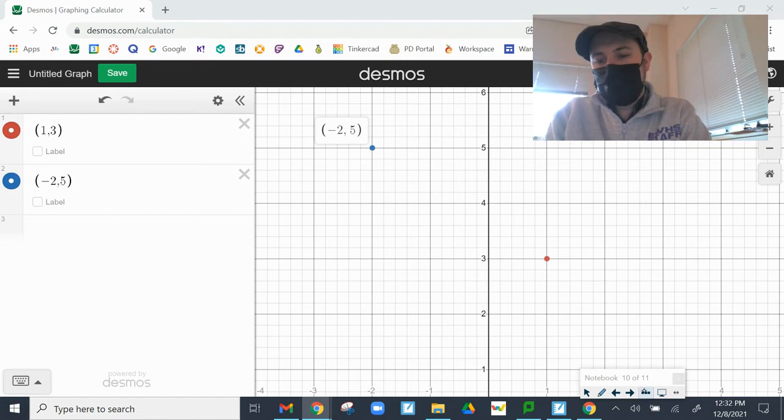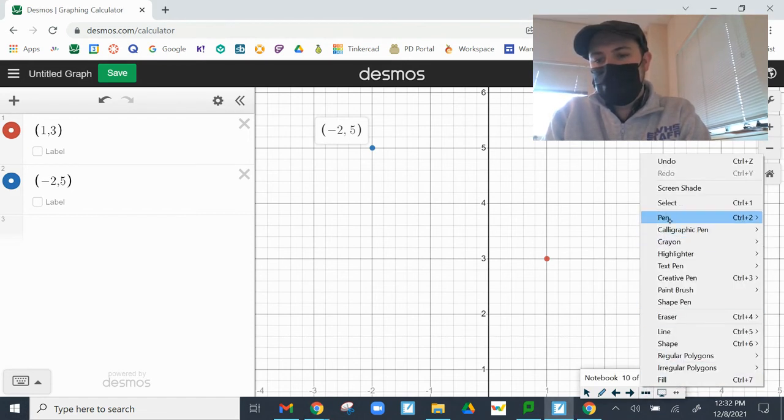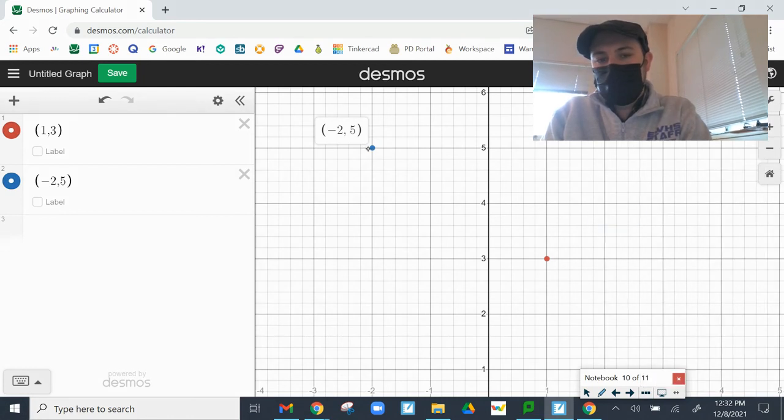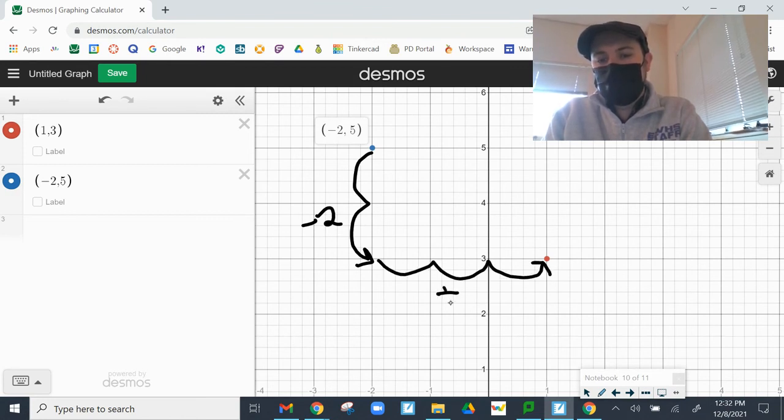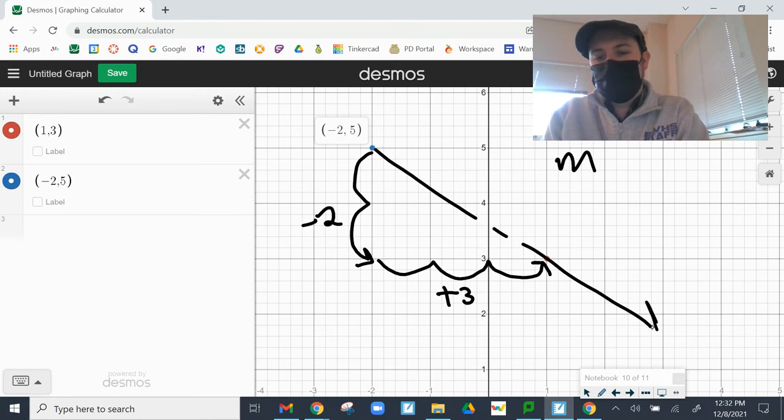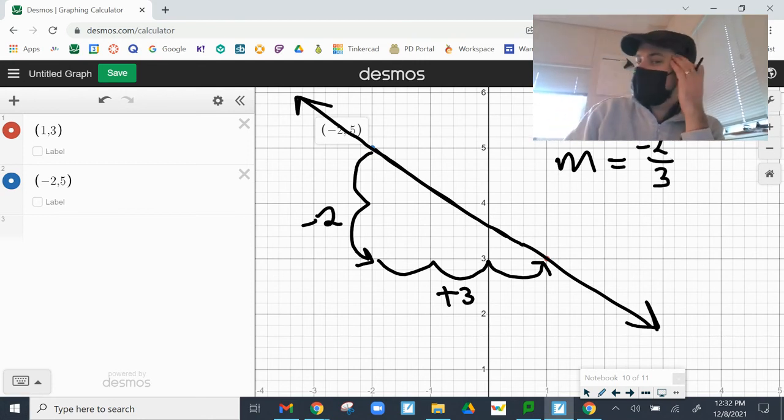Oh, let me grab the pen. One more time. There we go. It goes down 1, 2. Down 2. Over 1, 2, 3. Over 3. So there you have it. The slope of the line that goes through these points is minus 2/3. And we show that using the slope formula. Are there any questions on this example?